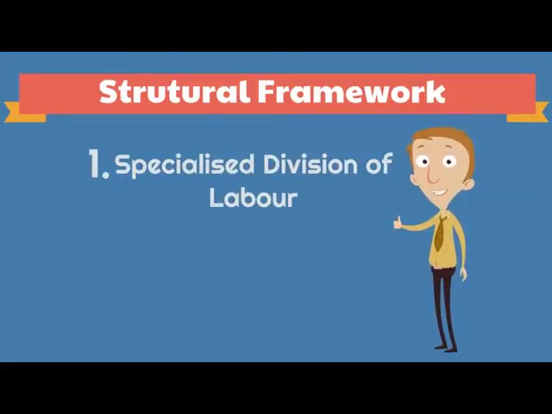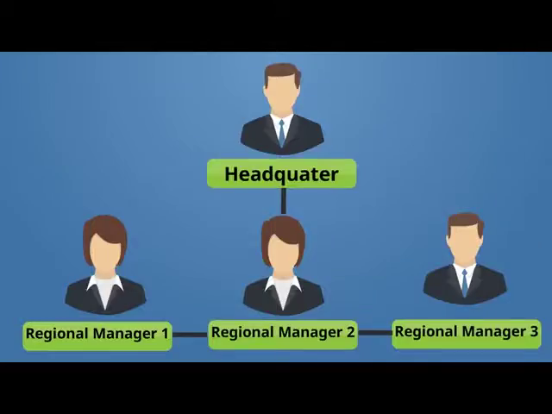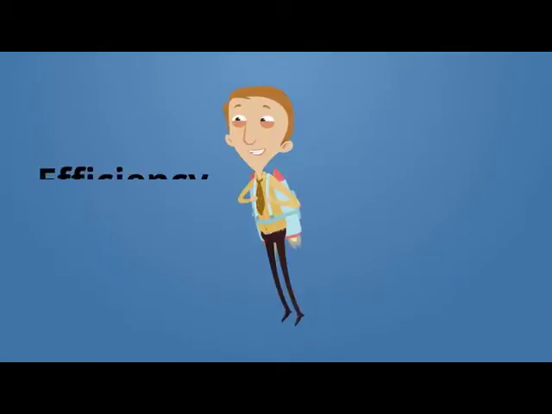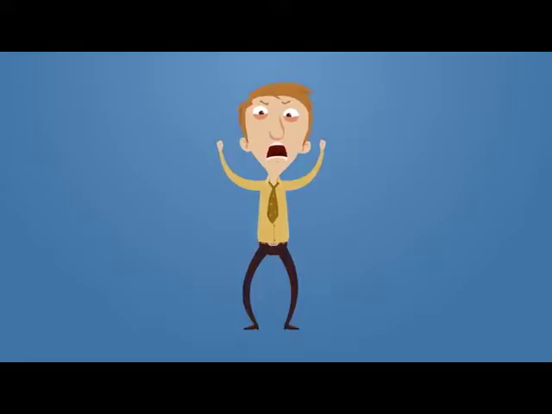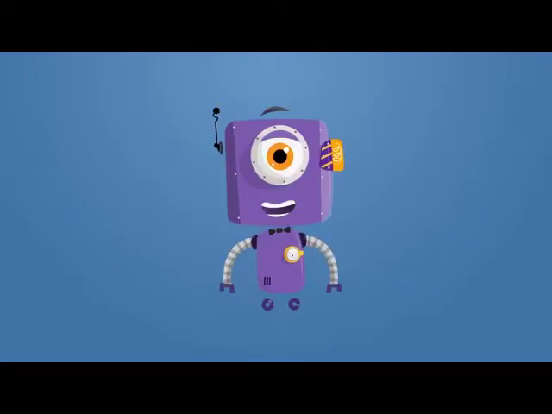Because of these risks, car manufacturers tend to have a very structured framework of their business operation built around a specialized division of labor and a centralized decision-making structure. This means that most major business decisions are conducted in the headquarters and afterwards delivered to the regional or divisional managers. By following the structural framework, employees are trained for efficiency, leaving out all personal interpretations of how a job should be done. In other words, the employees are treated as machines.